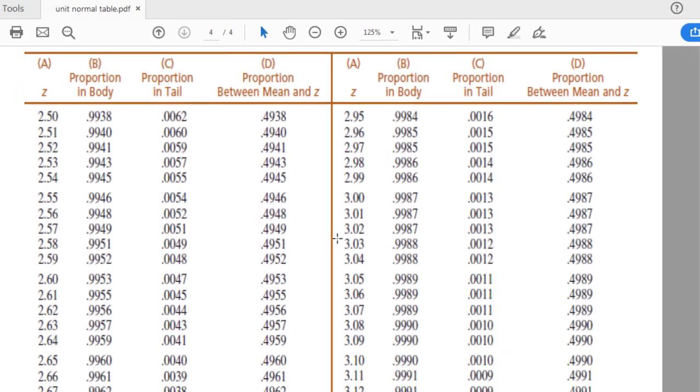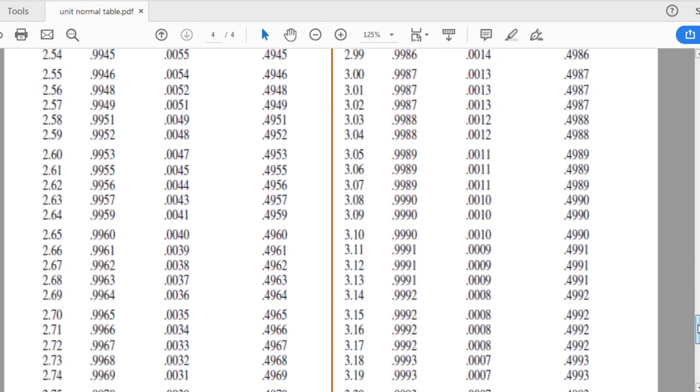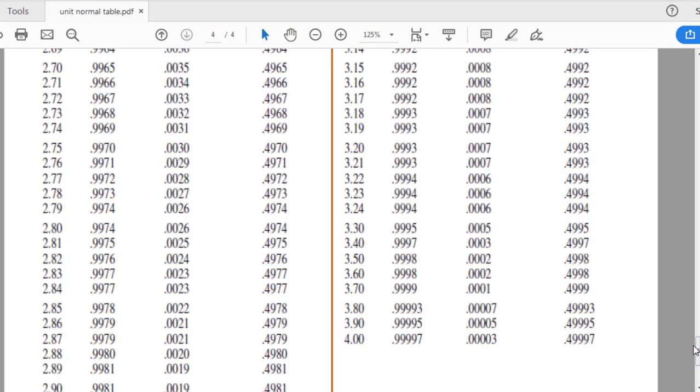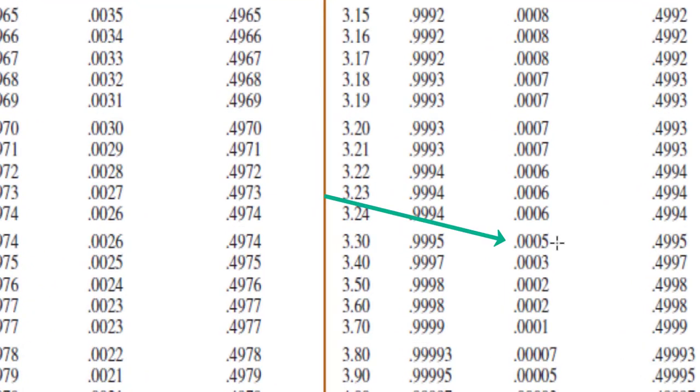Finally, let's look up 3.30. Should be on the same page, and it is. In the tails of 3.30, we have 0.0005. Multiply that by 2, you would end up with 0.001. So that's the 0.001 probability in decimal format that a sample mean is extremely unlikely if the null hypothesis is true.